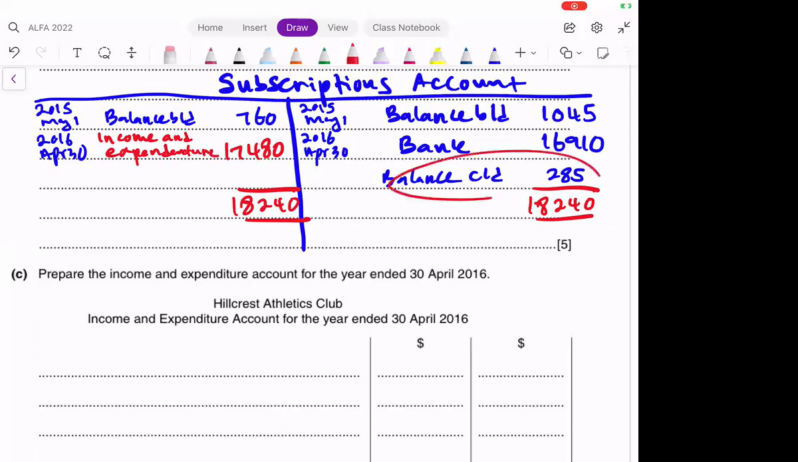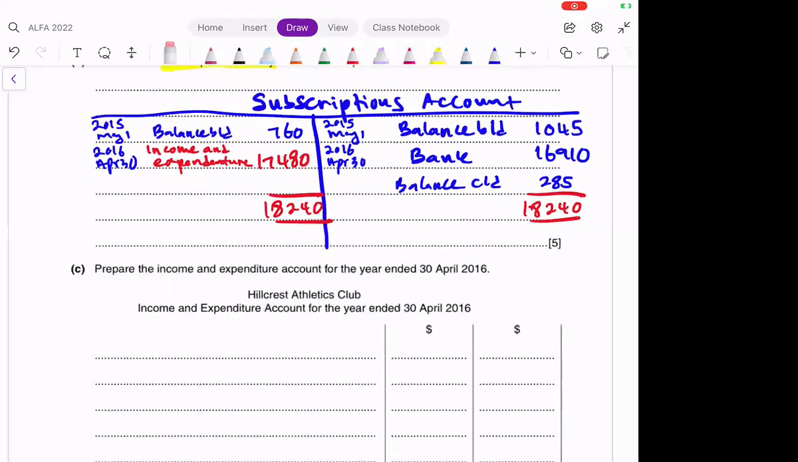And of course, this balance CD will go to balance BD, but that one I'm not going to do because the question asked me to calculate only. They didn't ask me to prepare the accounts. If the question asks you to prepare the accounts, then you have a balance CD and balance BD. But if you want to write also can, it's wasting time only, but can if you want. Understand? Subscription account.